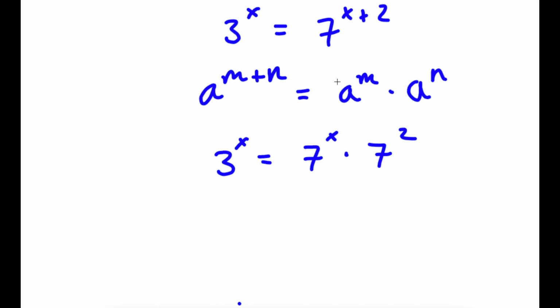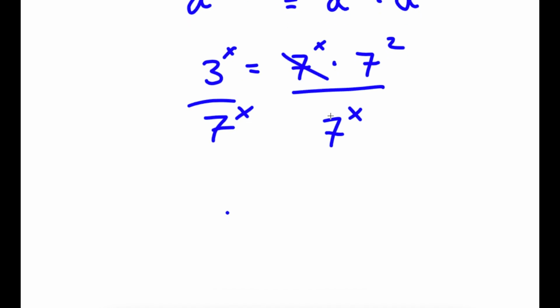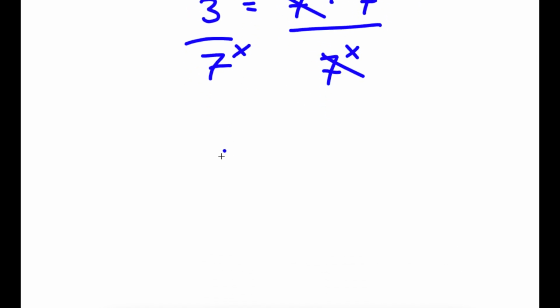Now, I'm going to go ahead and divide both sides by 7 to the power of x. So then these two cancel out, and now I'm left with 3 to the power of x over 7 to the power of x is equal to 7 squared.